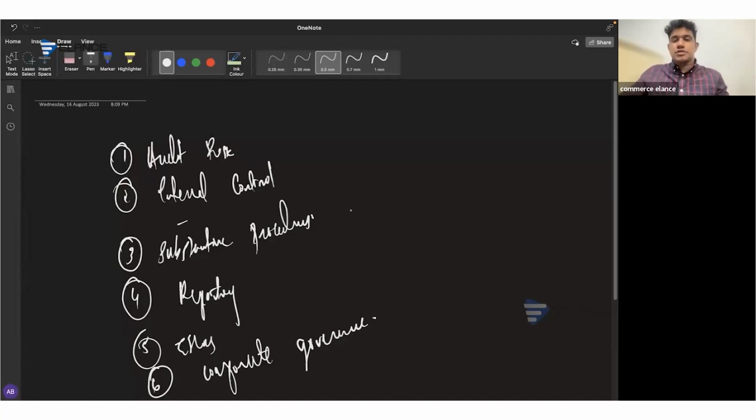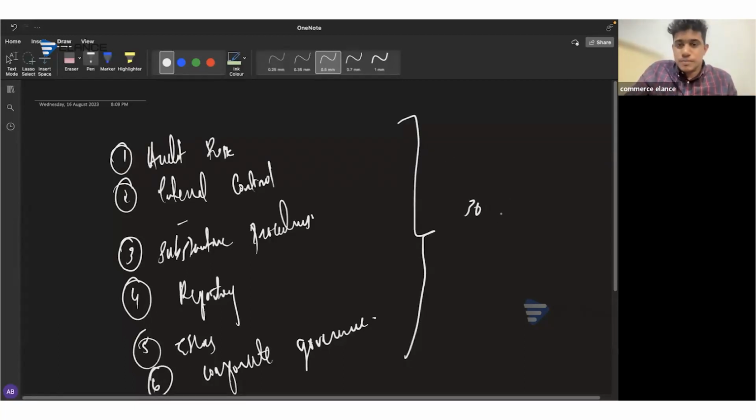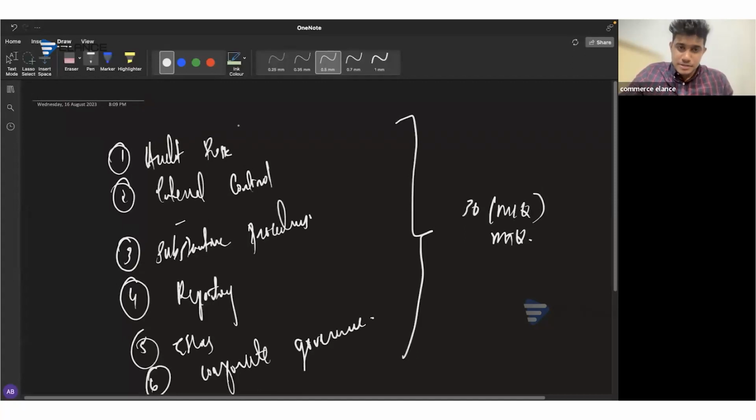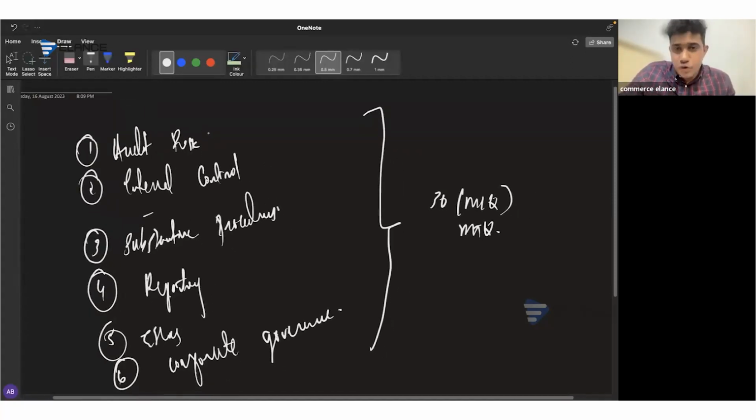In addition to this, we have got the 30 marks area from the MCQ part, which we'll call MTQs. So our whole exam will be a blend of these MTQ questions as well as the descriptive part. Today, as it's the start of the session, we'll be starting with the area of audit risk itself.